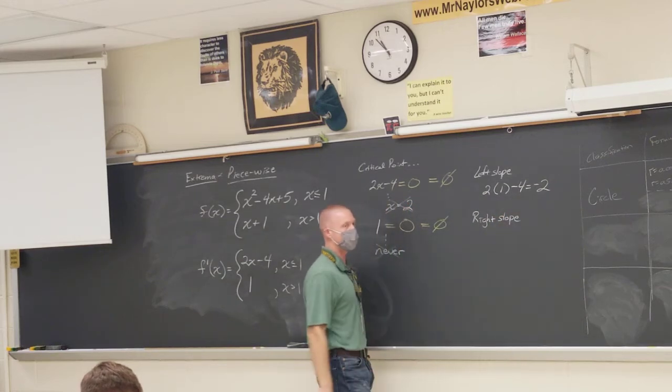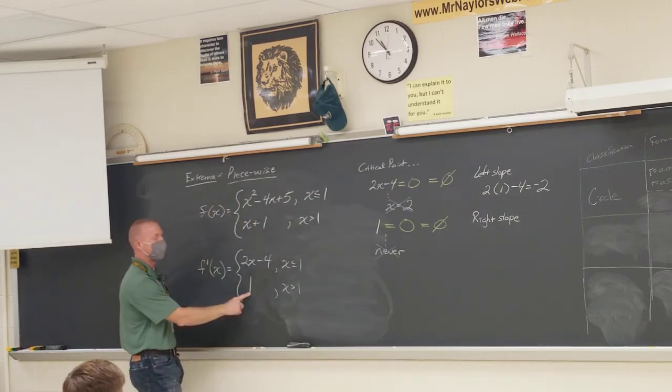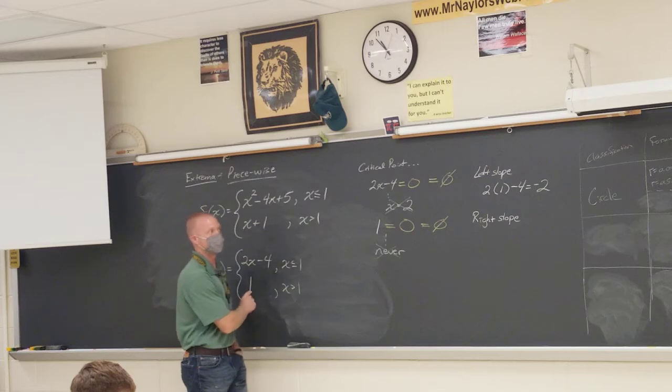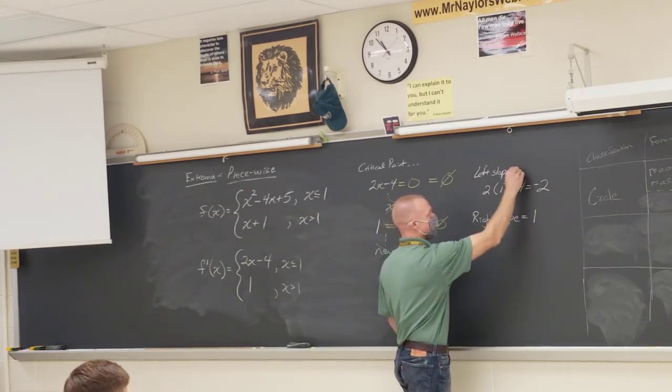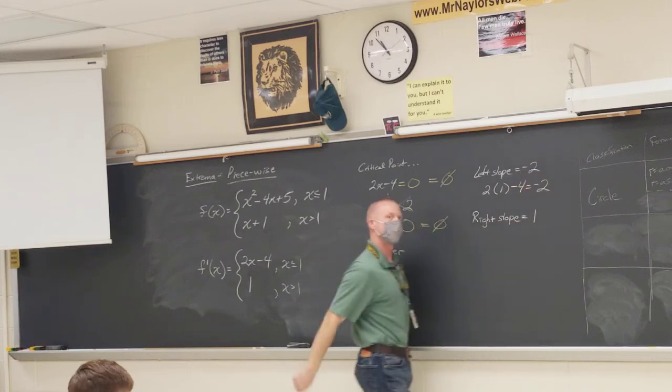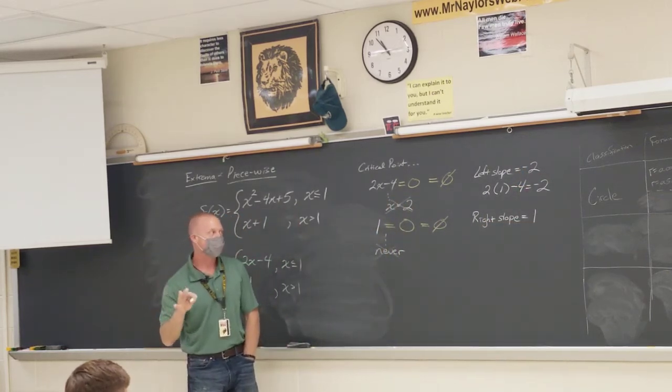How about the slope on the right? The slope on the right is always the number 1. Okay, it's always the number 1. Slope on the left was -2. And we have a technical problem.